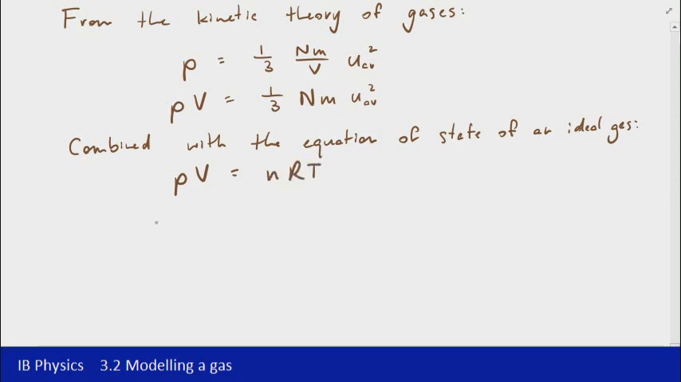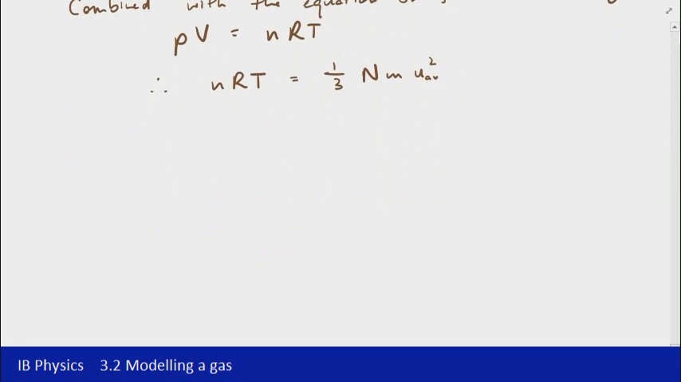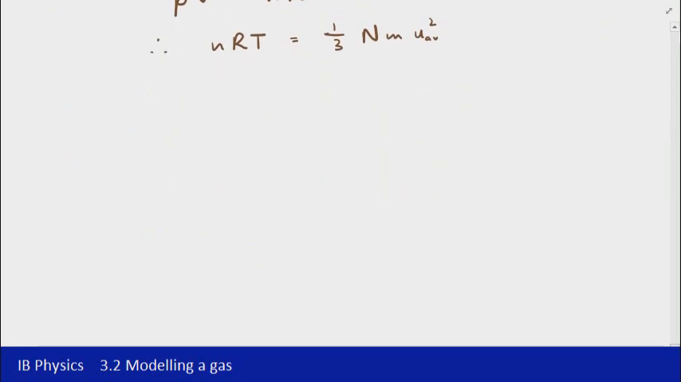In that case, we can then say that nRT is going to be equal to 1/3 of N m multiplied by u av squared, the average square of the speed. So there's the first simplification. We're going to take it another step from there, and we'll take the capital N over the other side. So we've now got n over N multiplied by RT is equal to 1/3 m u squared.